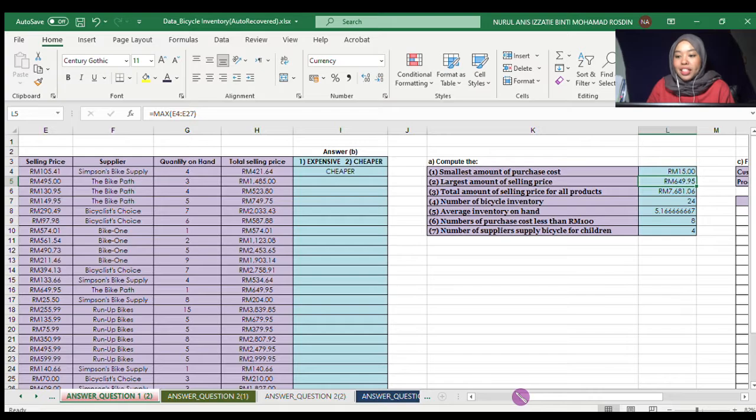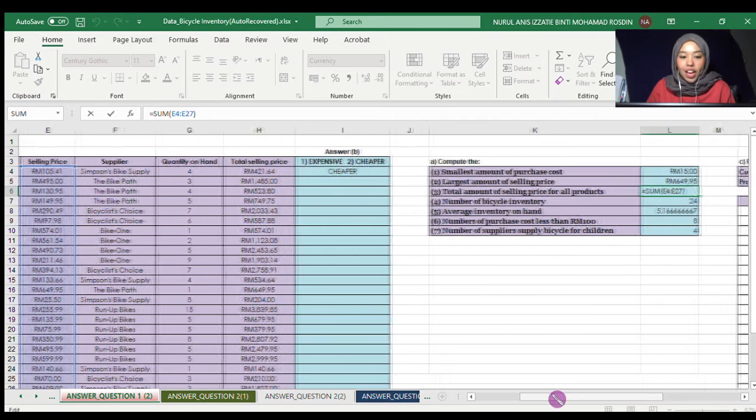For the next one, the largest amount of selling price. I'm using equal to max and drag the selling price range and enter. The third one, total amount of selling price for all product. I'm using equal to sum and drag the selling price range and enter.